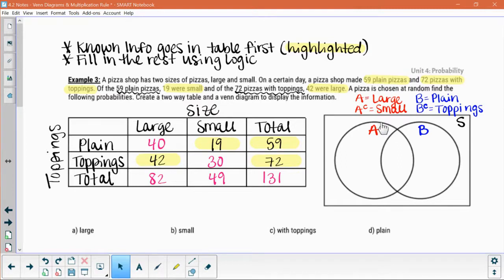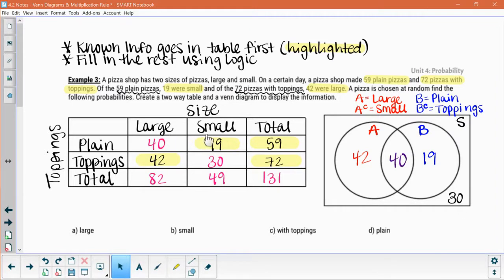So we do know how many pizzas we have that are large with no toppings, so B complement. That's going to be my 42. That's coming from here, large and toppings. And we know how many we have that are large and plain. We said that that was 40. That's why that's my overlap. And we know how many are small and plain, which is 19. And then we know how many were small with toppings, which represents my outside sample space of 30.